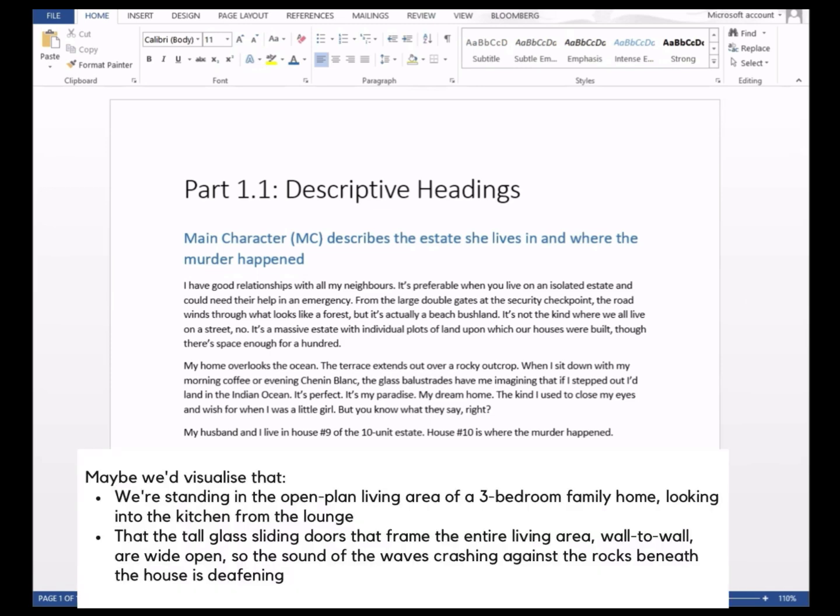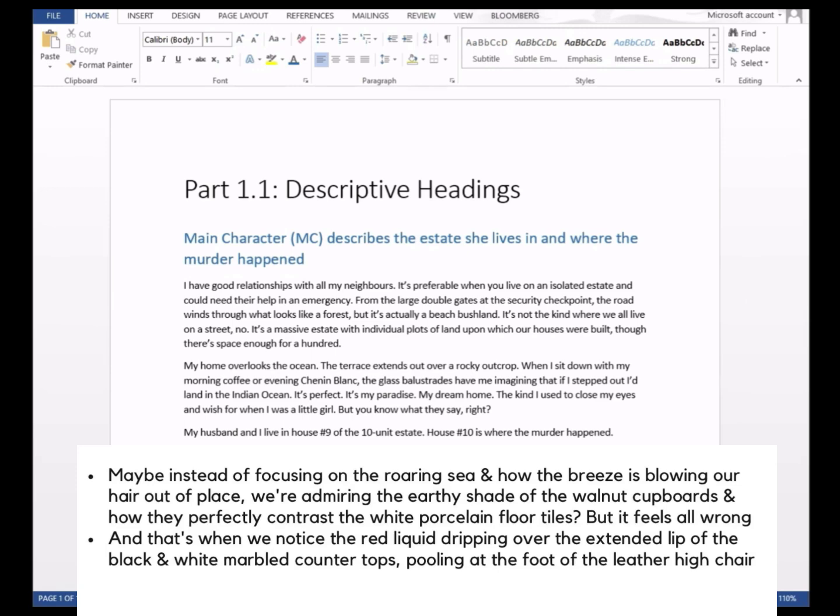Maybe we'd visualize that we're standing in the open plan living area of a 3-bedroom family home looking into the kitchen from the lounge. That the tall glass sliding doors that frame the entire living area wall to wall are wide open, so the sound of waves crashing against the rocks beneath the house is deafening. Maybe instead of focusing on the roaring sea and how the breeze is blowing our hair out of place, we're admiring the earthy shade of the walnut cupboards and how they perfectly contrast the white porcelain floor tiles.